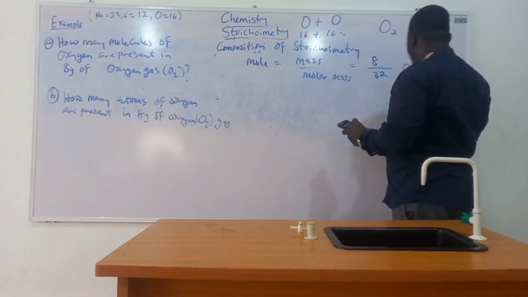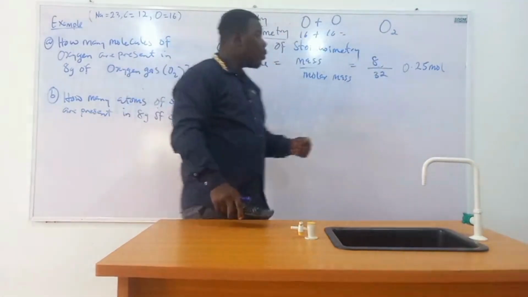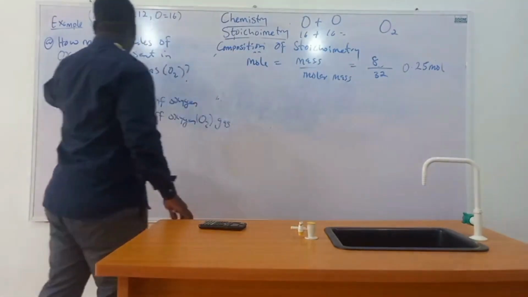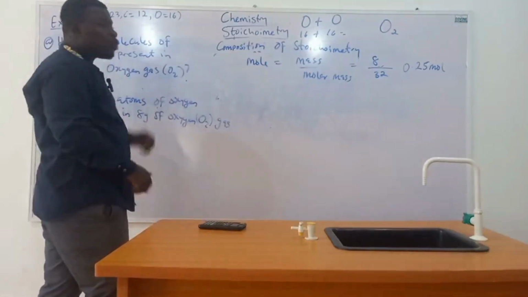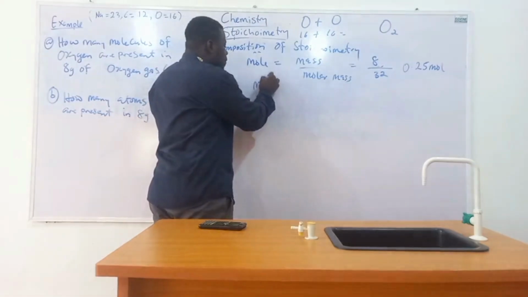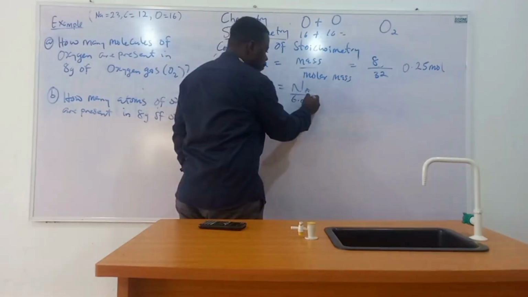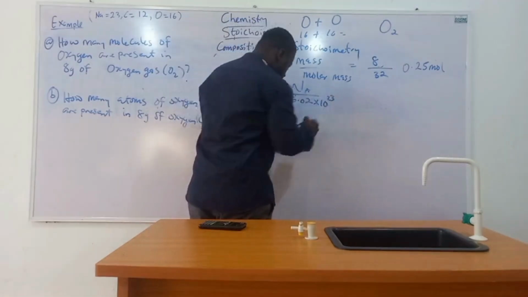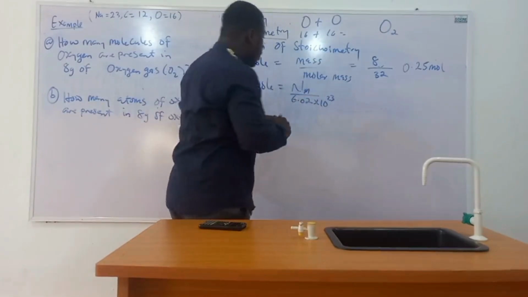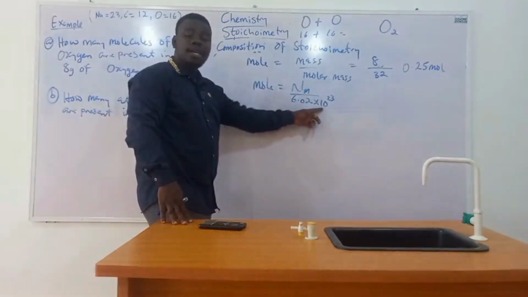This is 0.25 mole. Now, but they did not ask us the number of mole. This is not what they are asking us, but they wanted to know the composition in these compounds, right? So how do we go about it? Recall another formula that says mole is equal to number of particles over 6.02 times 10 raised to the power 23. So to calculate the number of particles, we use mole equals number of particles over Avogadro's constant.